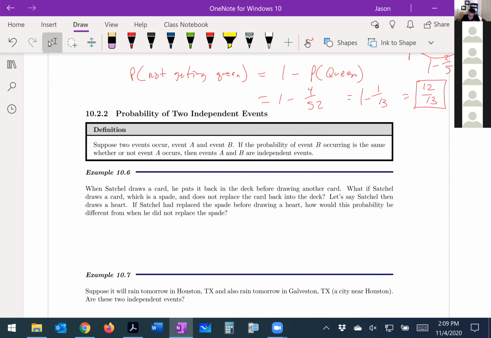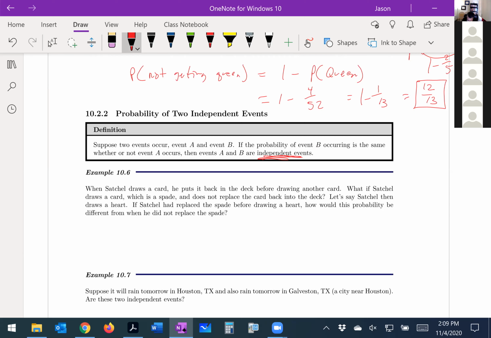Probability of 2 independent events. Suppose 2 events occur, event A and event B. If the probability of event B occurring is the same whether or not event A occurs, then the events A and B are said to be independent. So they're independent if one of the probabilities does not affect the other.